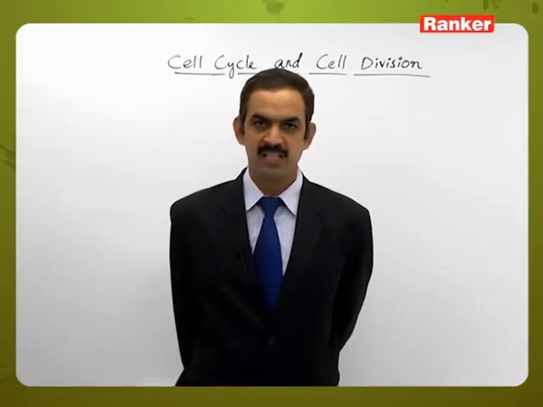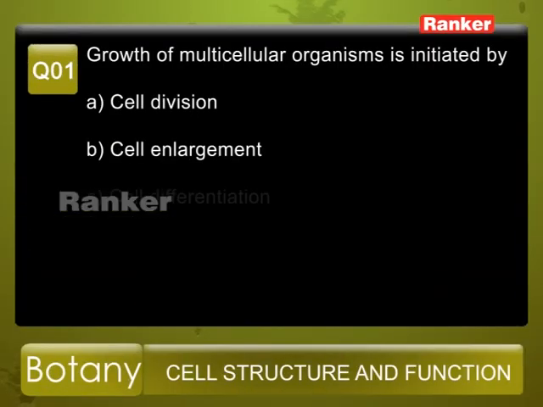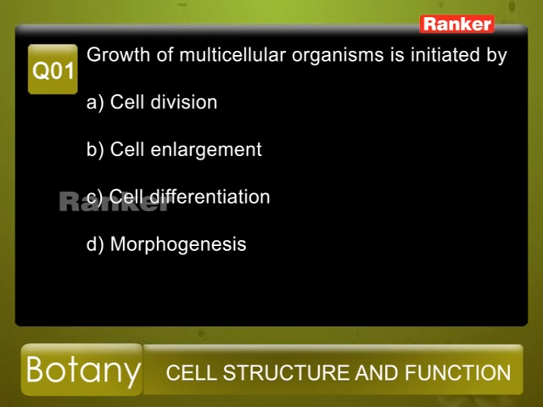Cell cycle and cell division. So question number 1, growth of multicellular organisms is initiated by. The given options are A, cell division, B, cell enlargement, C, cell differentiation, and D, morphogenesis.